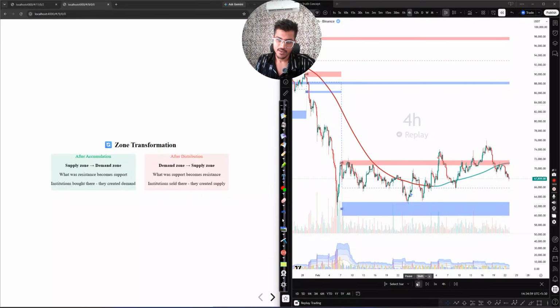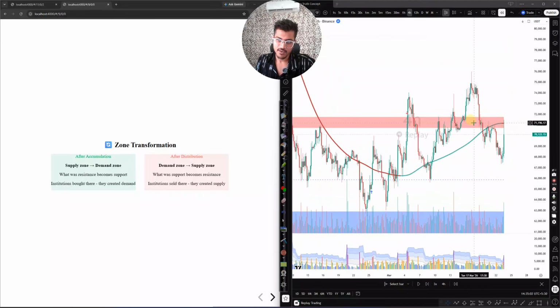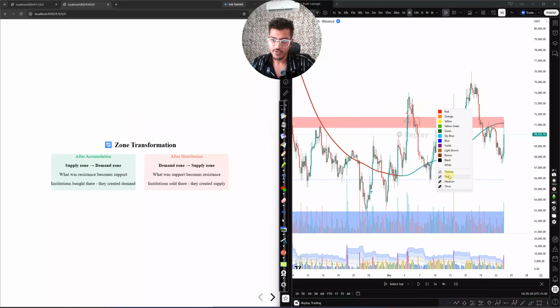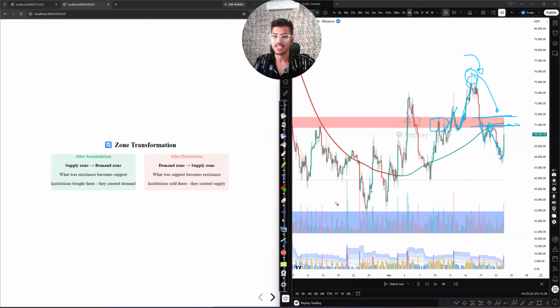If you notice here, the market went up a little bit, pulled back, and as the buying was coming, this supply zone was becoming a demand zone and the market went up. Now here it actually sold, so the market came down, and this demand zone that was there is now a resistance zone, a supply zone basically, that's being formed. You can see it there in this line.